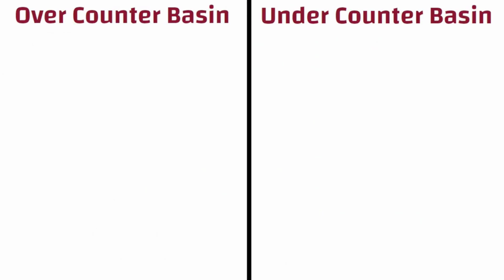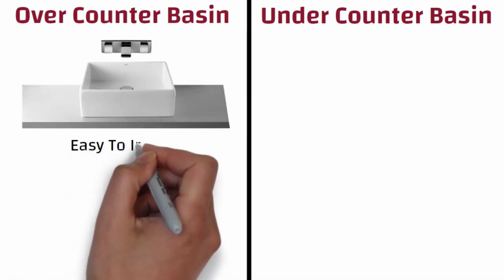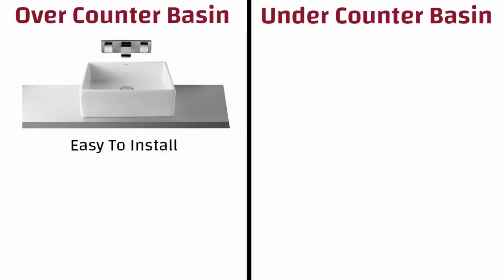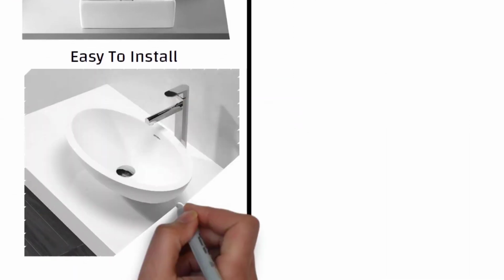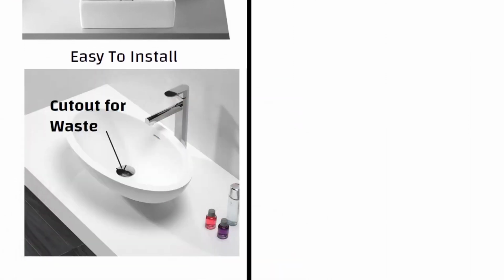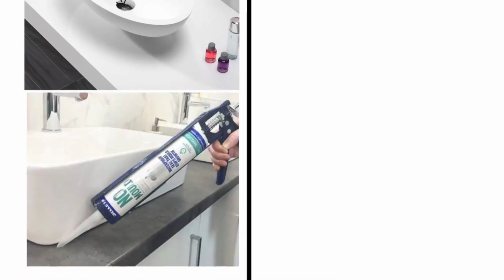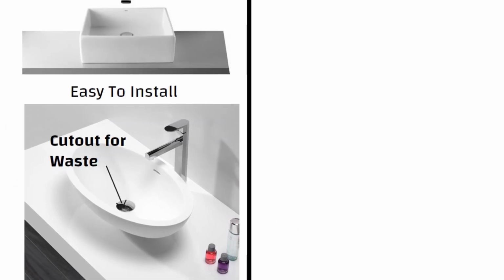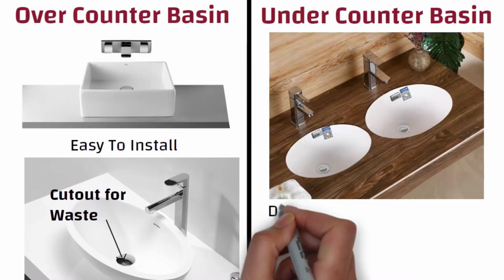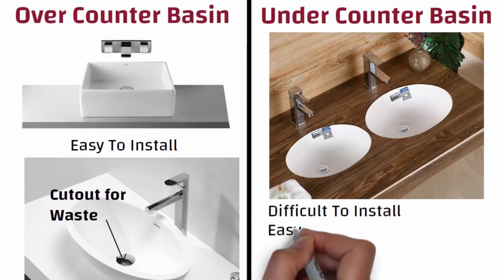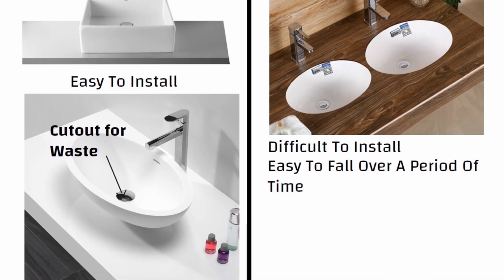Installation. Over-counter basin is easy to install as compared to under-counter basin. Just make a cutout for a waste in countertop, place the basin and seal it with the help of silicone sealant. That's it. Whereas under-counter basin is difficult to install and easy to fall over a period of time.